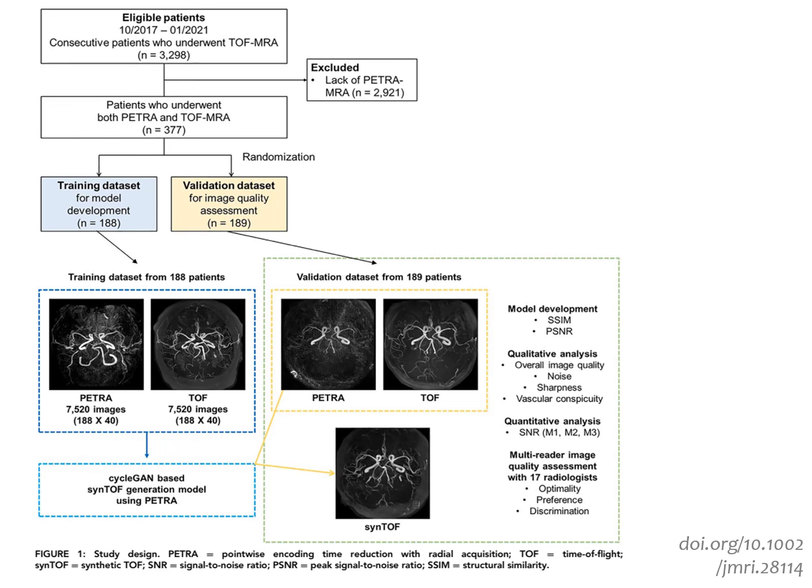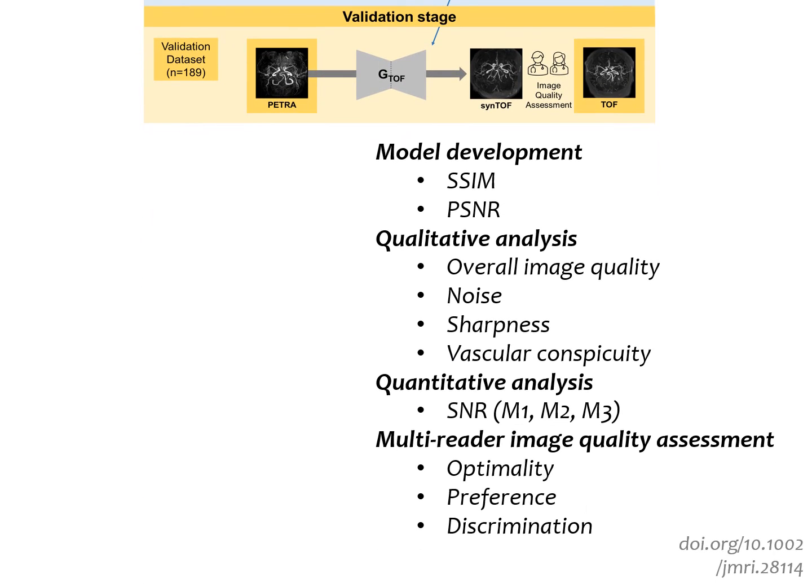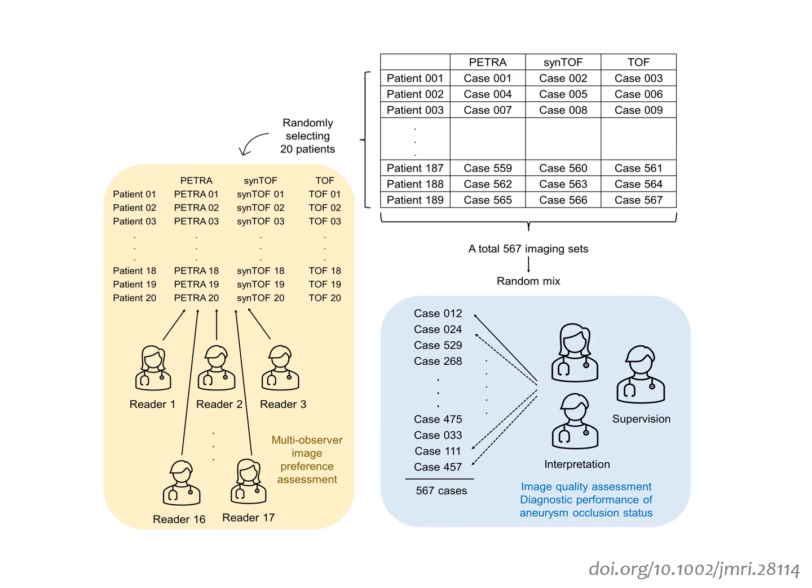In the training stage, we used a modified Cycle-GAN consisting of 2 generators, 2 discriminators, 4 types of loss function, and Grad-CAM. In the validation stage, using this generator, we generated the synthetic TOF from PETRA in the validation dataset, and then we performed the qualitative and quantitative analysis for PETRA, synthetic TOF, and real TOF. And then we conducted multi-observer image quality assessment with 17 radiologists for the randomly selected 12 patients.